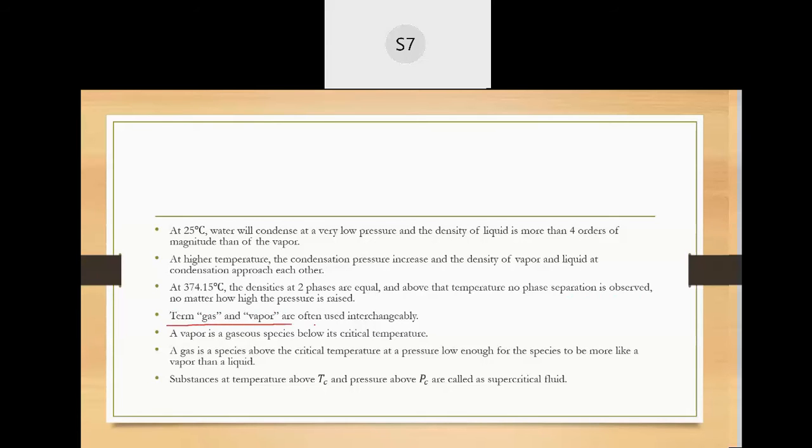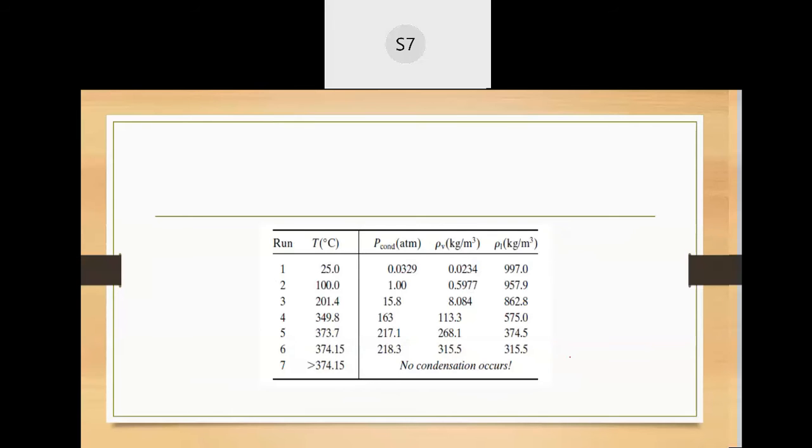The terms gas and vapor are often used interchangeably. A vapor is a gaseous species below its critical temperature. A gas is a species above the critical temperature at a pressure low enough for the species to be more like a vapor than a liquid. Substances at temperature above Tc and pressure above Pc are called supercritical fluid. The table below shows the critical temperature and pressure conditions, and the density of vapor and density of liquid phase.